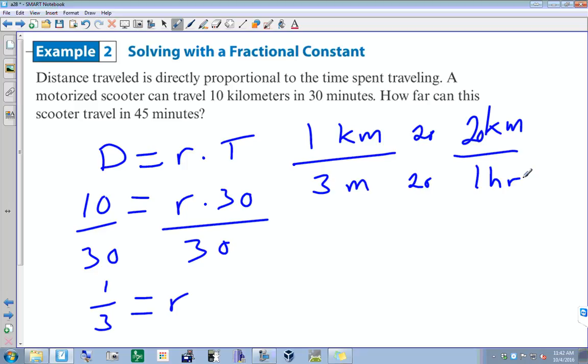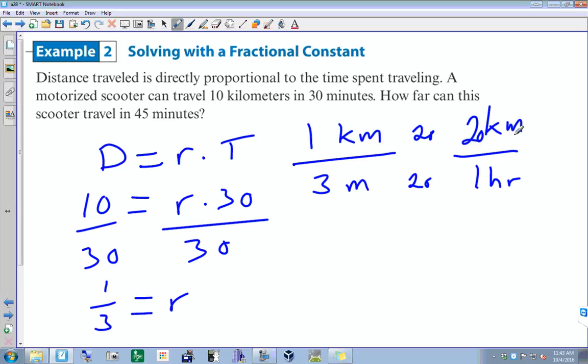Well, if you think about it, 10 kilometers in 30 minutes, what part is that of an hour? Half. So if I double it, I should be able to go 20. That's exactly what we got. How far can you go in 45 minutes?